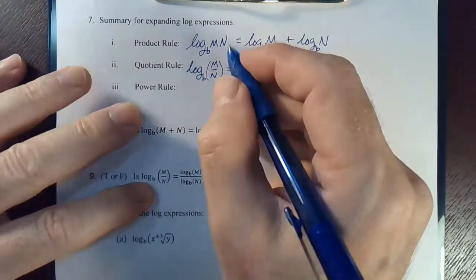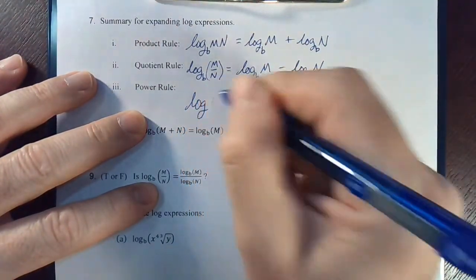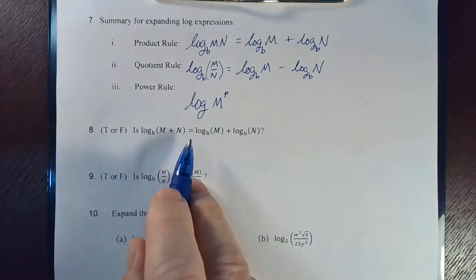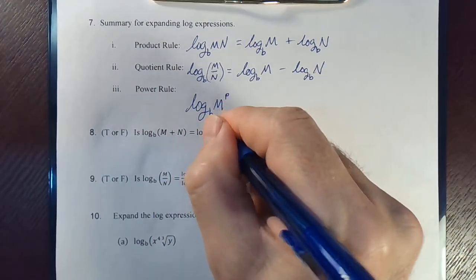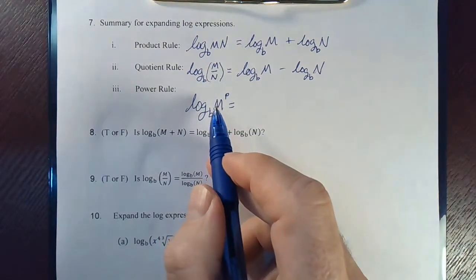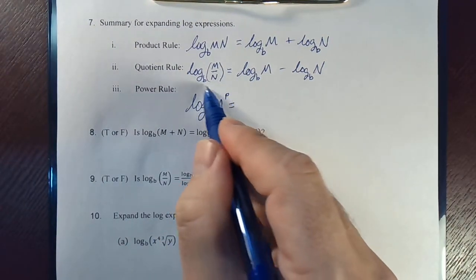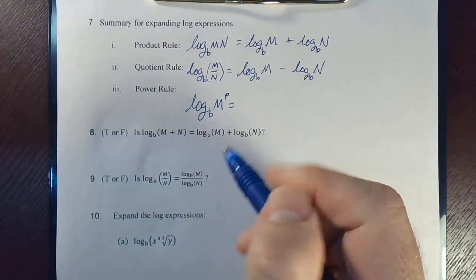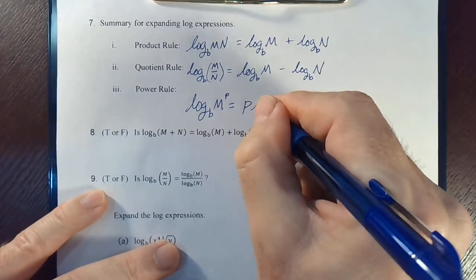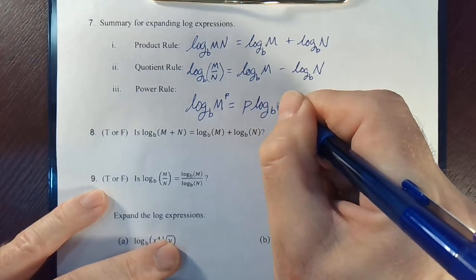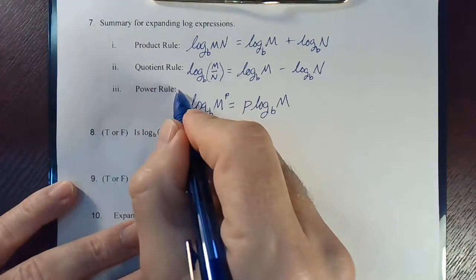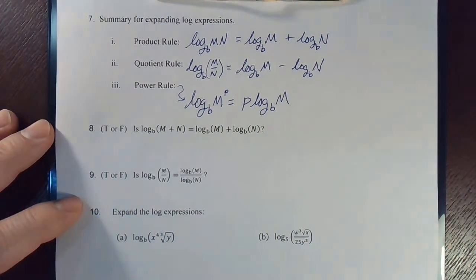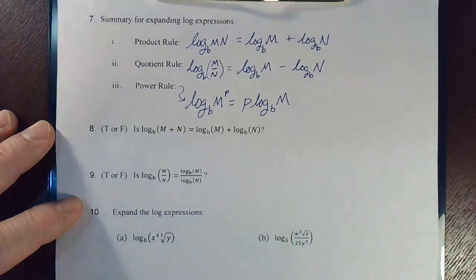And then the third one was the power rule. That says if you take log of m to the p power, it doesn't matter what the base is, you can pull the p down to the front. This p can come down and be a multiplier here instead of being an exponent there. So that's equal to p times log base b of m. Okay, so those three expanding log expression rules you should memorize.